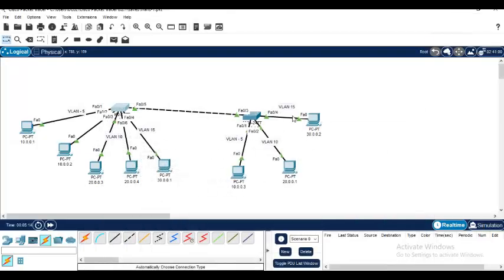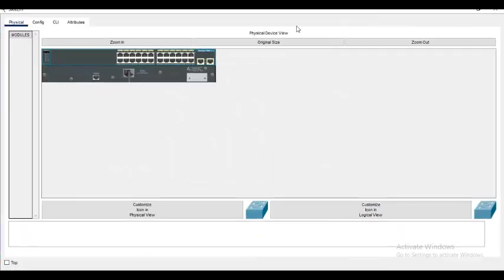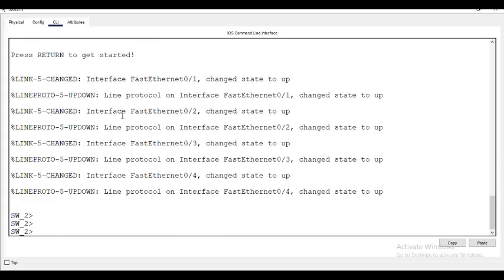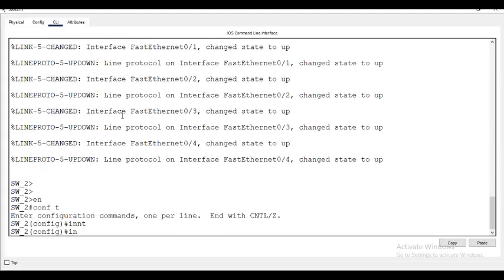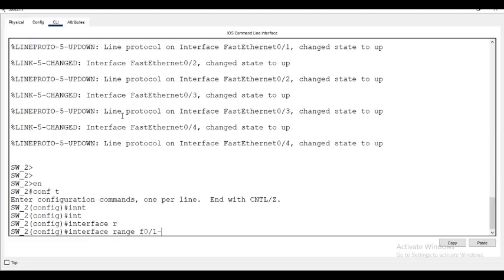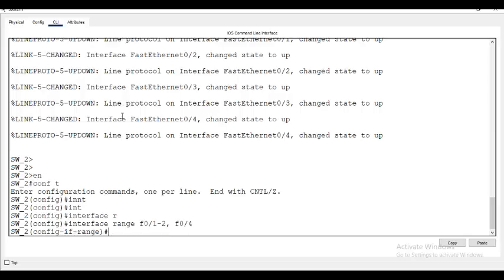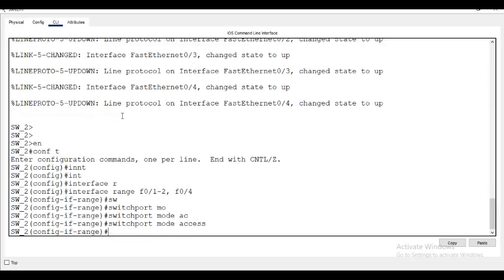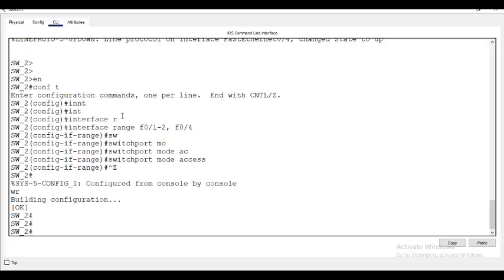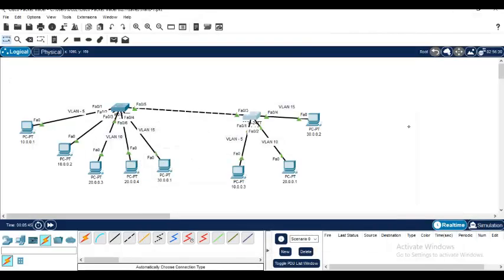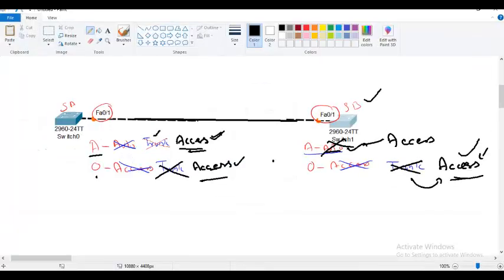This is very important, what you have learned. But there is also another mode called dynamic desirable. I'll show you the command. Sorry, not the F0/1 port. Yeah, according to this topology, F0/5. Or let's go back to the old topology. I don't want to mess with this. Tomorrow we may need this topology for another lab.